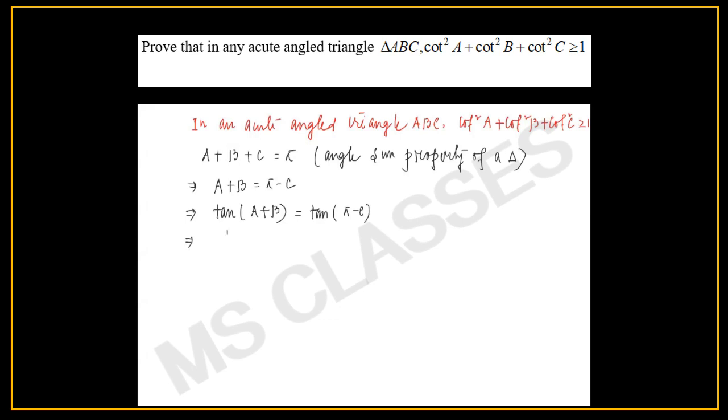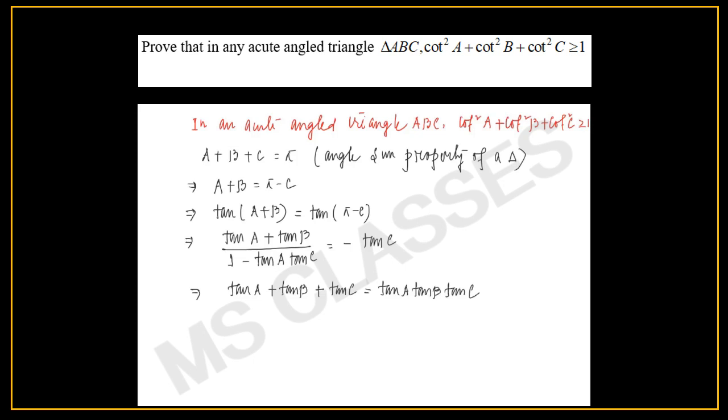So here we apply the formula of tan (A plus B), which is (tan A plus tan B) by (1 minus tan A tan B). So we can write here that tan A plus tan B plus tan C equals tan A tan B tan C. This is a standard result, which is better if we keep in mind. Always, whenever we have A plus B plus C equal to pi, we can apply this.